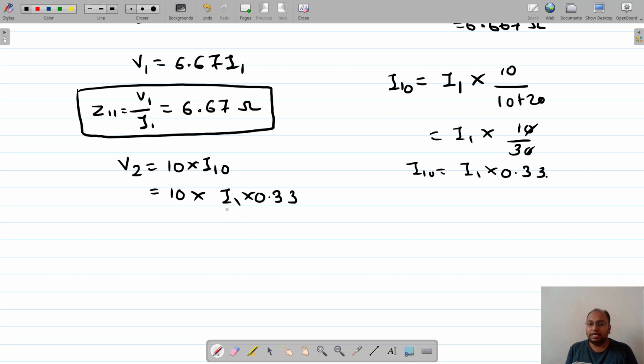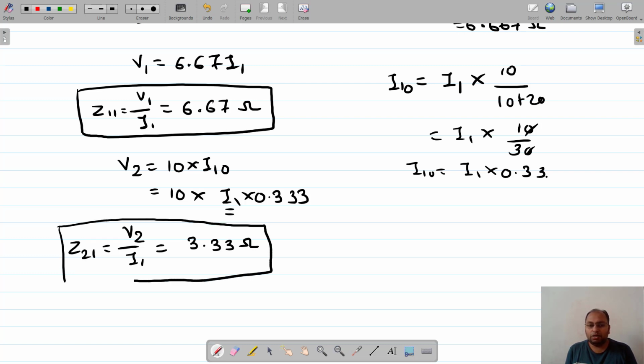Now let us take this I1 to the left hand side. Therefore V2 divided by I1 is equal to 10 into 0.33, which gives me 3.33. Let us take this one more 3, and this is giving me Z21. Are you getting it? I hope you understood this. Yes or no? If not, just recall this, or let us repeat this.